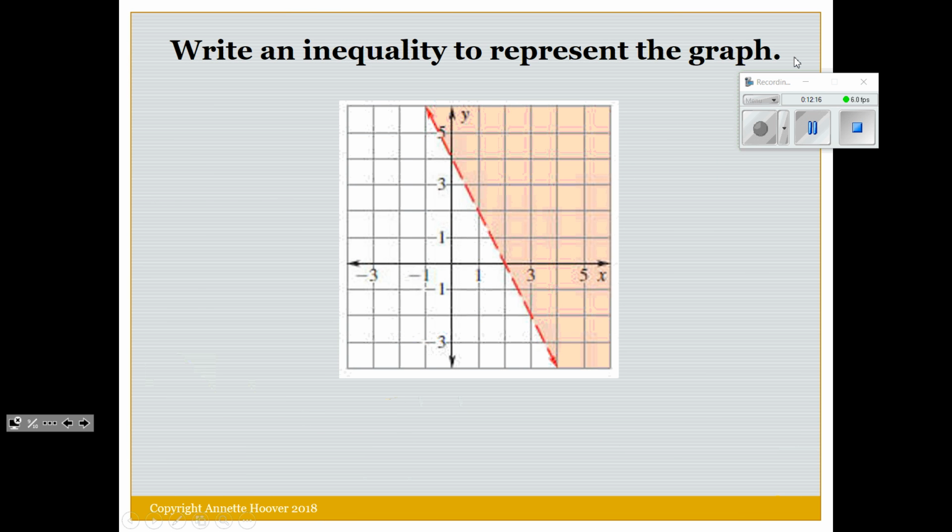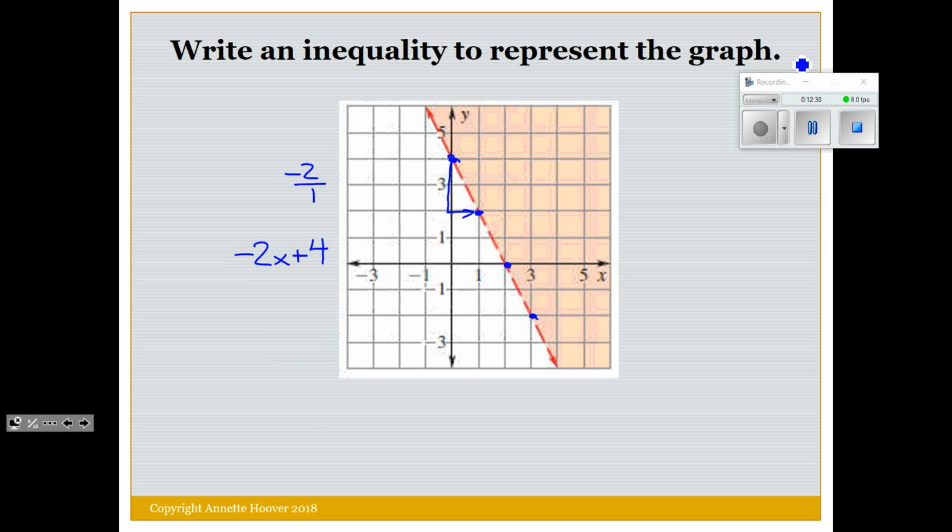Let's try it again. Remember, we start with the y-intercept, which is right here, which is 4. That's going to be at the end. Find another good intersection that looks like right here and right here. So we go down 2 to the right 1. Down 2 to the right 1 would be a slope of negative 2. So our slope is negative 2x.